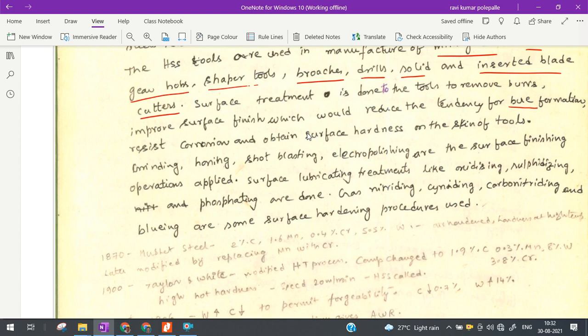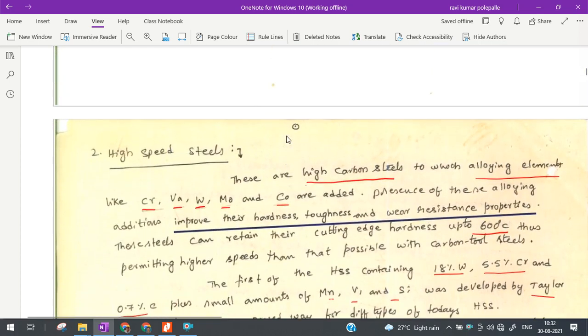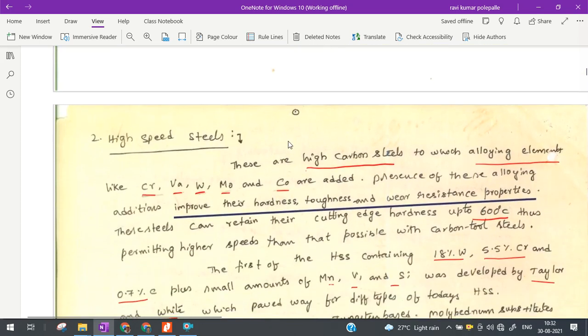So surface finishing operations for these tools generally are grinding, honing, shot blasting, and electro polishing. And to reduce the friction, surface lubricating treatments are also done, some of which are oxidizing, nitriding, sulfidizing, phosphating. Right. So this is about the high-speed steels, which are definitely superior compared to the high carbon steels.